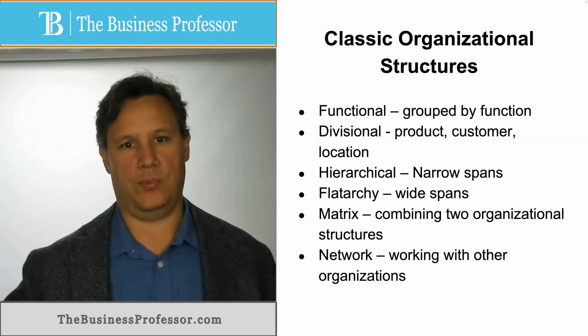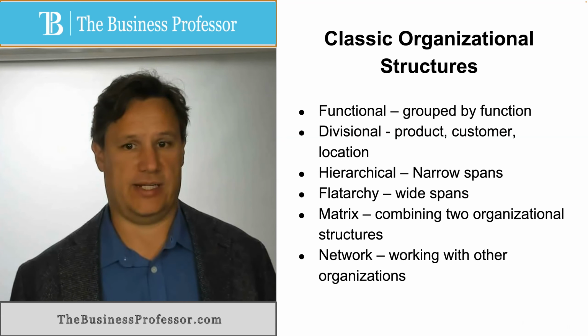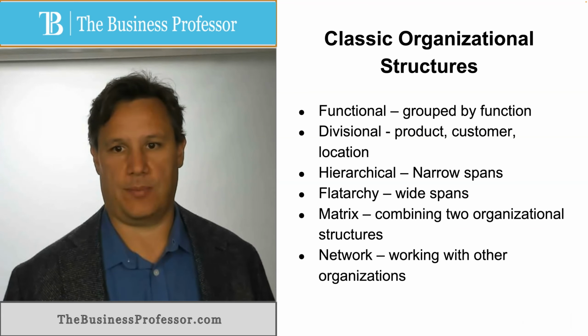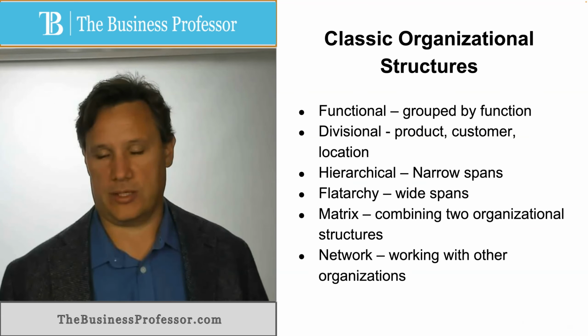So there are several different types of what we would consider to be classic organizational structures. The most classic organizational structure is going to be the functional structure. This is an organizational structure where we group similar functions together. So this is where you have, say, a marketing department and an HR department, where the marketing department does all the marketing work for the organization. The HR department does all the HR work.